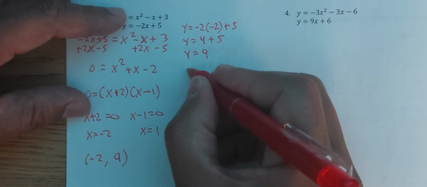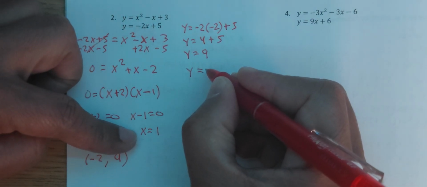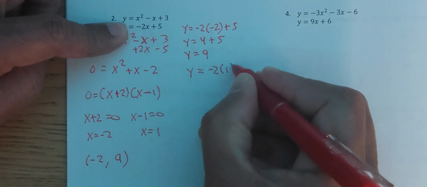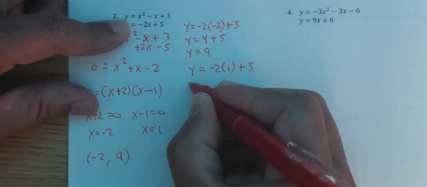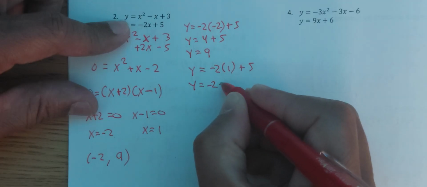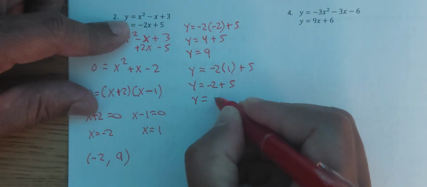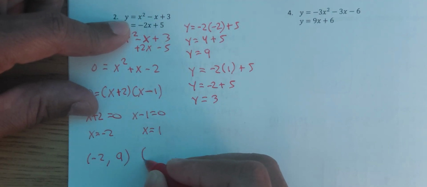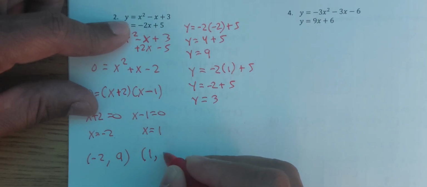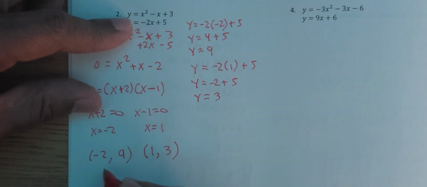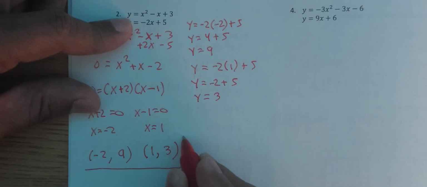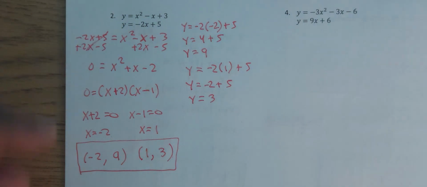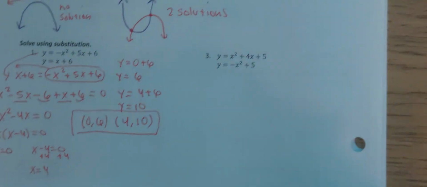And then the other, the other x value is 1, so negative 2 times 1 plus 5. So y equals negative 2 plus 5, which is 3. So then the other point of intersection is where x is 1 and y is positive 3. So there we have the two solutions to this system of equations. All right, so let's move on to the next example.